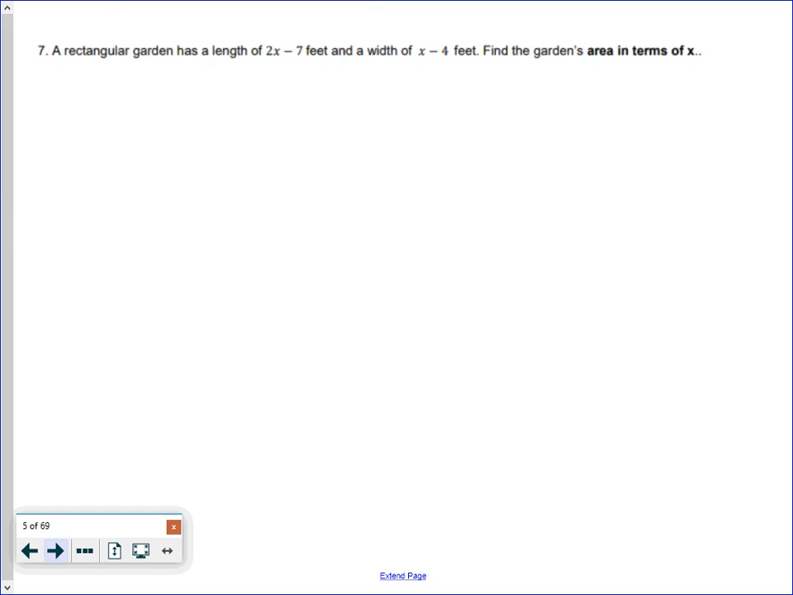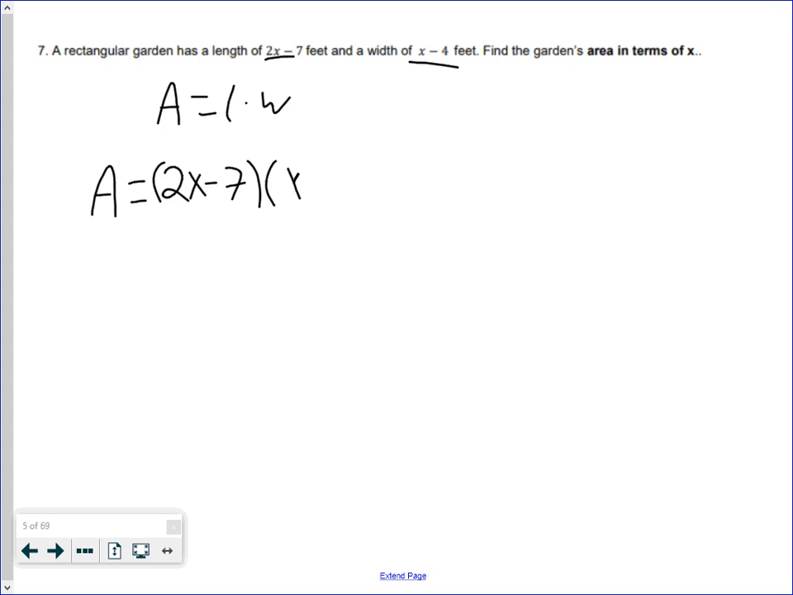We're going to number 7 now. A rectangular garden has a length of 2x minus 7 feet and a width of x minus 4 feet. We need to find the garden's area. So remember, the area of the rectangle is length times width, and they gave us what our length is, and they gave us what our width is. So we just need to multiply them together to figure out our area. Remember, area is length times width. So our area for this problem will be 2x minus 7 times x minus 4.